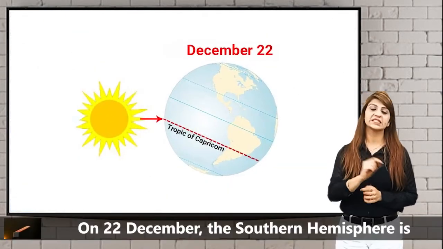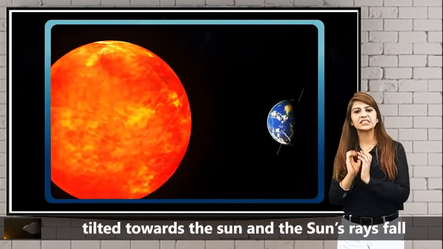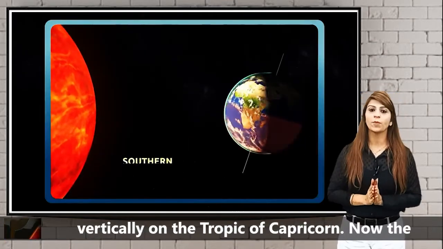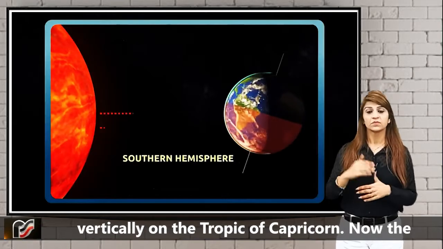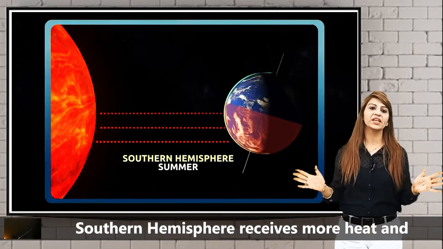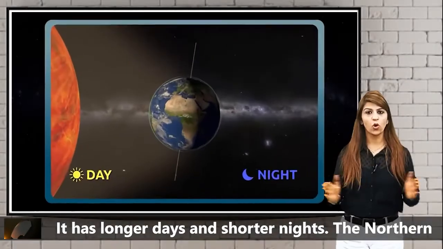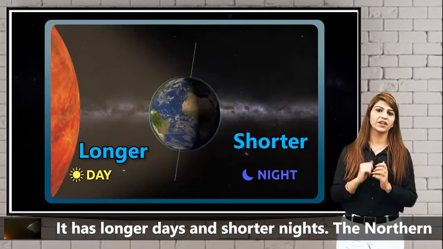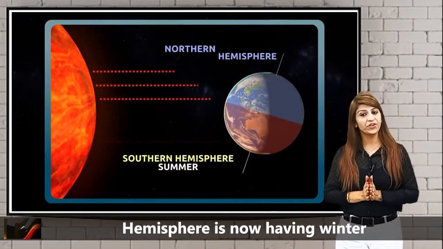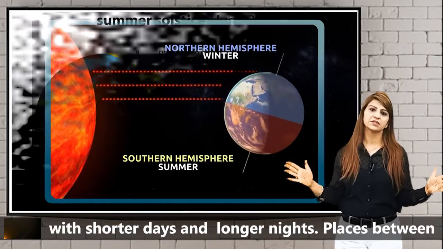On 22 December, the southern hemisphere is tilted towards the sun, and the sun's rays fall vertically on the Tropic of Capricorn. Now, the southern hemisphere receives more heat and experiences summer. It has longer days and shorter nights. The northern hemisphere is now having winter with shorter days and longer nights.